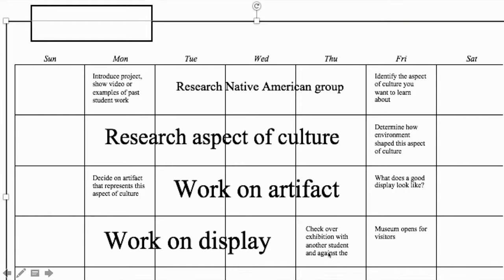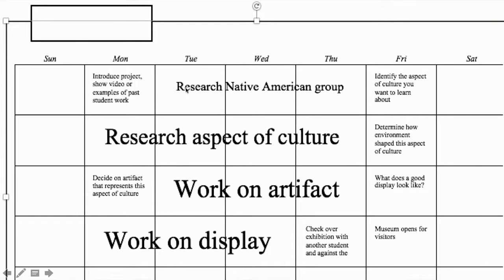So here's checking their display. Here's working on their display. Here's an opportunity for direct instruction. So what does a good display look like? I could either direct them to websites for museums so they could check out particular museum displays, or I might have a mini lesson on that, which I've recorded and put online for them to look at. And same thing with the artifact. They're going to work on their artifact, and then so on and so forth until we get to the very end.